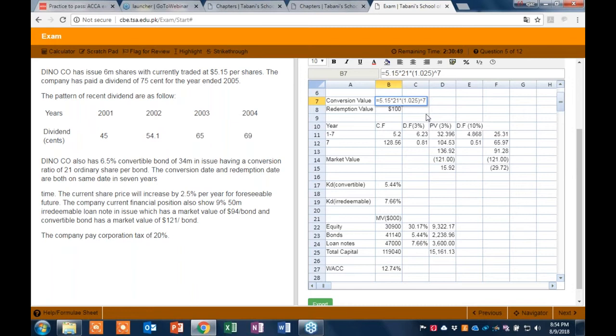To calculate the conversion value, we have to multiply the current price per share with the total number of shares, and then we'll have to multiply it with the growth rate that we expect, 7 times, because the price needs to be calculated after 7 years because the conversion option is available after 7 years. So the weighted average cost of capital is 12.74 for this question.